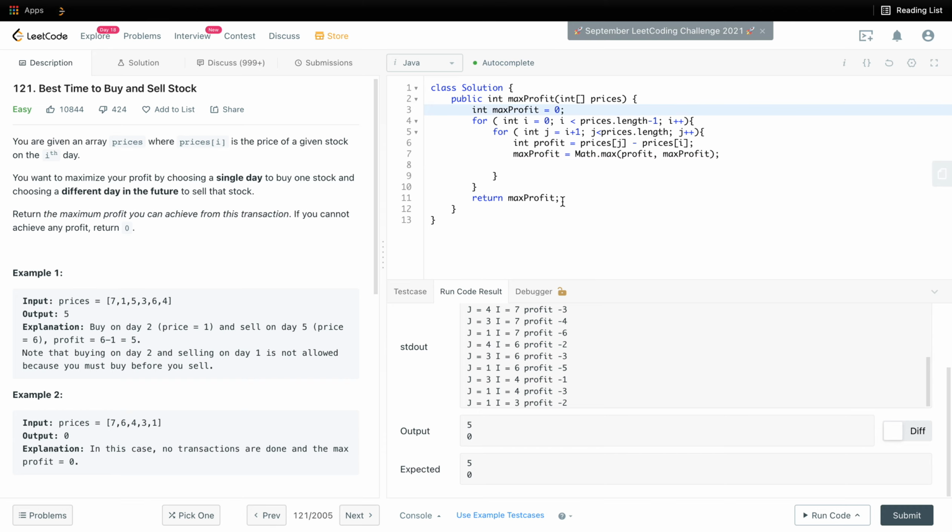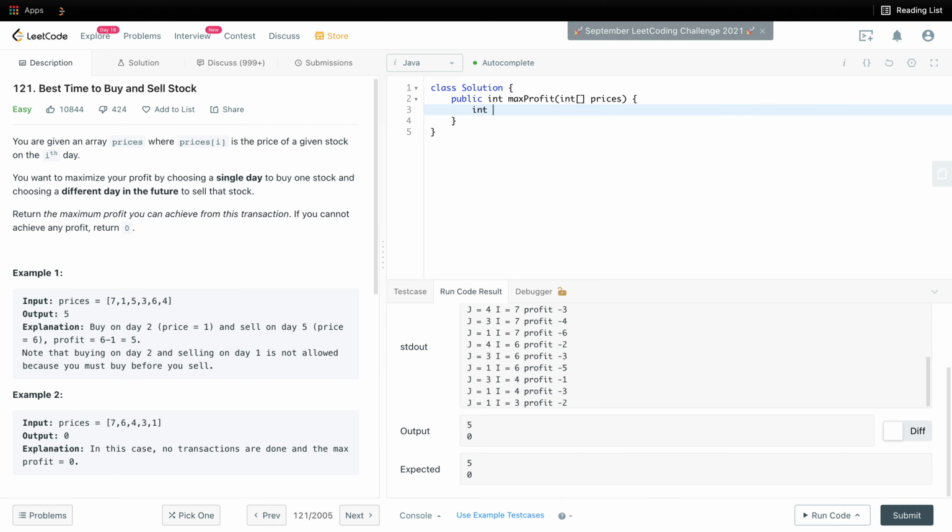So for that, let's remove this. In the new solution, we need to keep track of the minimum value and also the maximum profit. So minimum price will be Integer.MAX_VALUE. I'm initializing it with the integer's maximum value, because the prices can have negative numbers, can have 0, and can also have positive numbers.